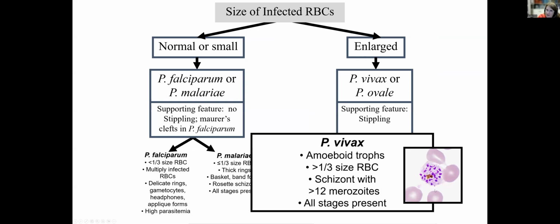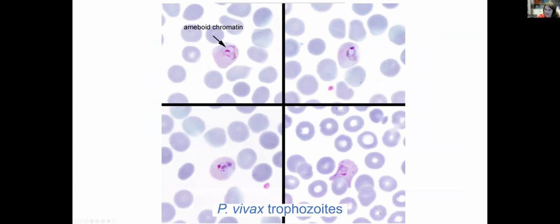And as with all the others, all stages are present. So here are some forms of Plasmodium vivax. Notice the amoeboid chromatin. What they mean by that is there are these amoeboid-like processes that go off in different directions. It's like an amoeba. Also, something that Plasmodium vivax does is it alters the membrane flexibility of the infected cell. And so you see this phenomenon where it molds to the red blood cells around it, which I call hugging.